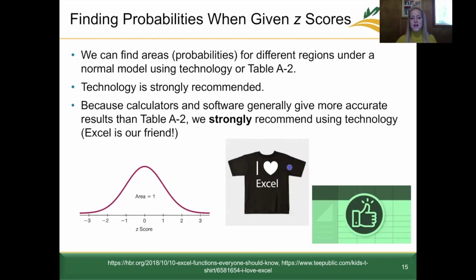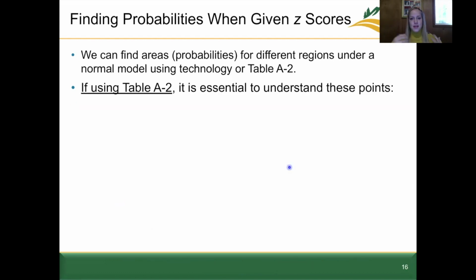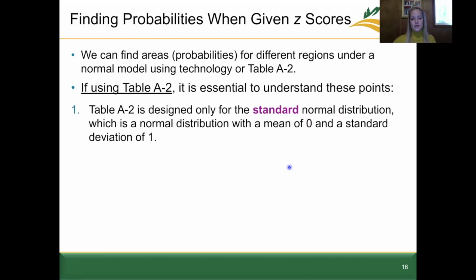Now, we're going to talk about using both Table A2 and Excel. In using Table A2, it's really essential to understand the following. Very importantly, Table A2 is designed only for standard normal distributions. Remember how we know if something is a standard normal distribution? It's going to have that bell shape. It's going to be symmetric as far as the curve. It's also going to have a mean of 0 and a standard deviation of 1.